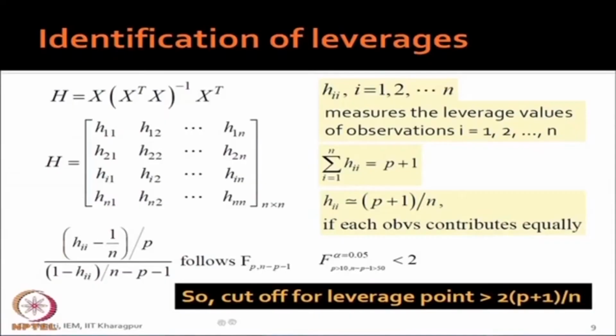There are several cutoffs given, but the most widely used cutoff for a leverage point is Hii greater than 2 times (p plus 1) by n. Here p plus 1 is the number of parameters estimated, n is the sample size, and this 2 is coming because we have seen that the F value will be less than 2 for most situations. When this condition is satisfied, we say the point is a leverage point, in the sense that it has influence on the regression estimates. Hii measures the leverage values, and the sum total of Hii is equal to the number of parameters.